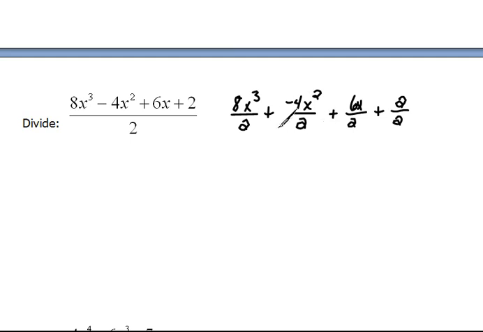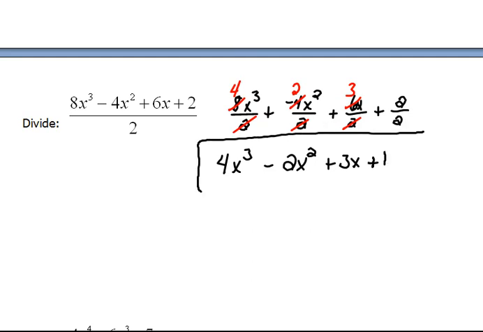Now we can simplify. 2 goes into 8 4 times, so that would be 4x cubed. 2 goes into negative 4, negative 2 times, so that would be minus 2x squared. And 2 goes into 6 3 times, so that would be plus 3x. And 2 over 2 is 1. So this is the answer when we would do that division.